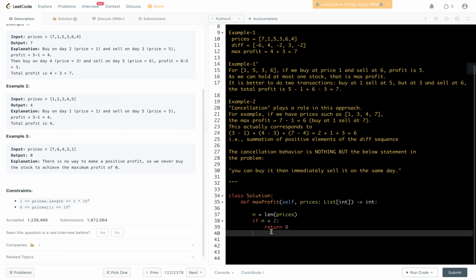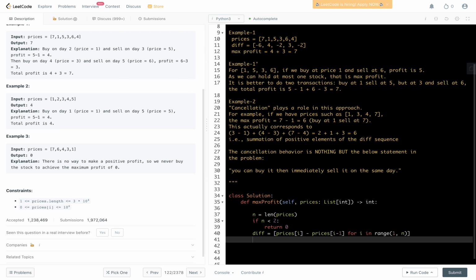And then if the length is greater than or equal to 2, we can compute the difference subsequence. So diff equals prices[i] minus prices[i minus 1] for i in range 1 to n. Notice that we are computing from the second one, right? Second one minus the first one. If you write 0 here, it's a mistake. The reason is when i equals 0, prices[i minus 1] is prices[-1], the last element. So it changes the code's intention.